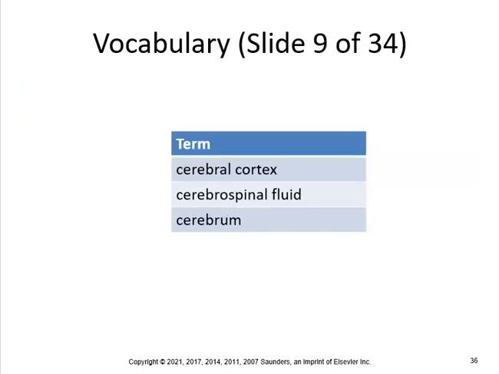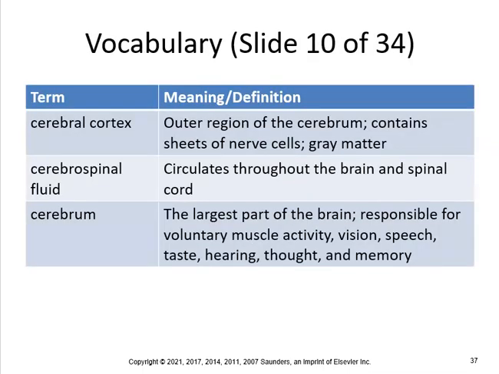Cerebral cortex, cerebrospinal fluid, and the cerebrum. Cerebral cortex is the outer region of the cerebrum, containing sheets of nerve cells, gray matter. Cerebral spinal fluid circulates throughout the brain and spinal cord, picks up waste products, and provides nutrition. The cerebrum is the largest part of the brain, responsible for voluntary activity, vision, speech, taste, hearing, thought, and memory. Okay, so you have two cerebral hemispheres. A lot of these mean the same thing, like cerebrum. Cerebellar is different. Okay, so don't get cerebellum and cerebellar confused with cerebrum or cerebral.